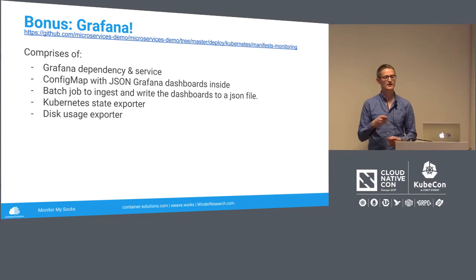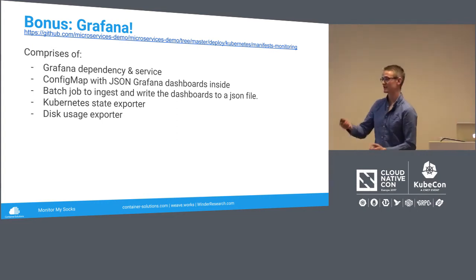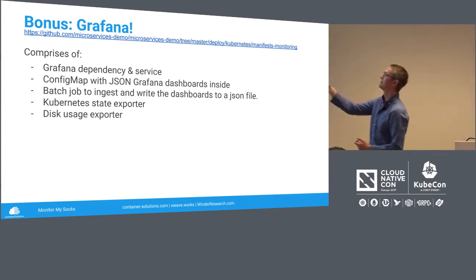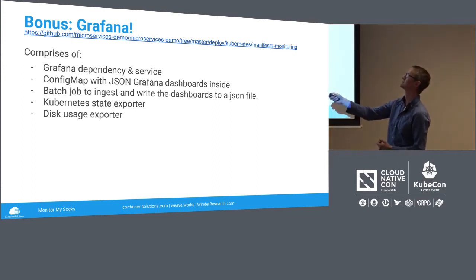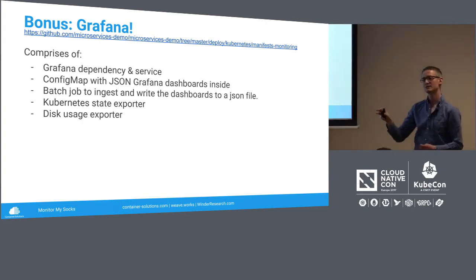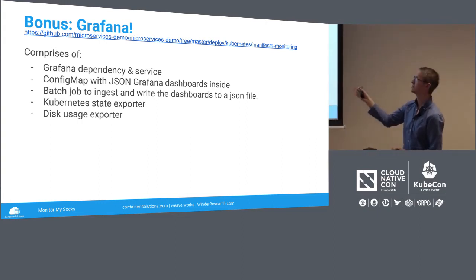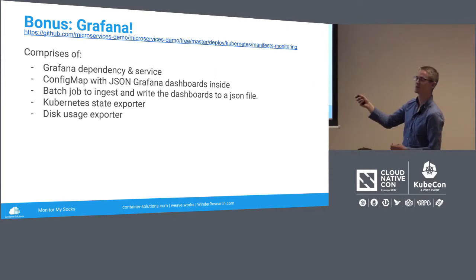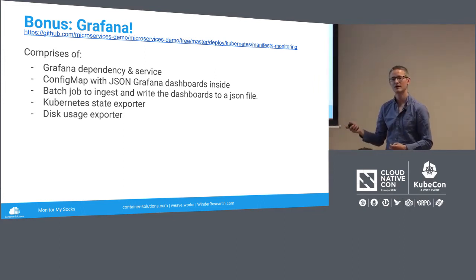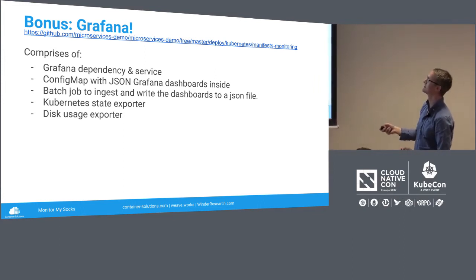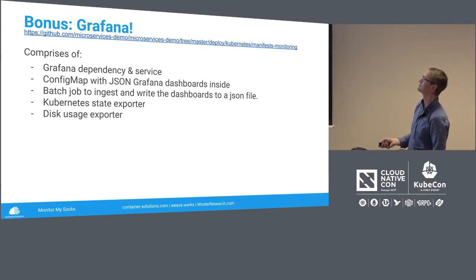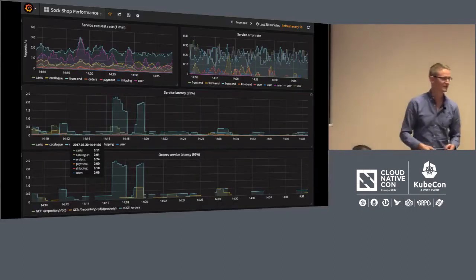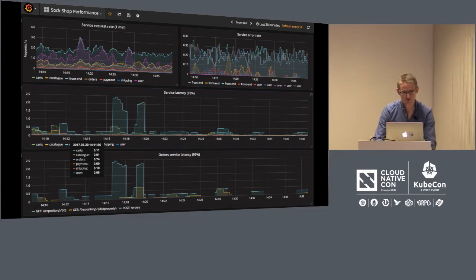Basically, we've got the Grafana dependency and service, just like we did for Prometheus. And the coolest bit is that we've got one massive config map with the JSON Grafana dashboards inside. So all of the dashboards are stored in Git, version controlled, and they get pulled in and then written to Grafana when it starts. There's a little batch job to ingest and write the dashboards to the configuration file, and then there's a few extra bits to get some more information about Kubernetes and disk usage and stuff. And that is what it looks like.